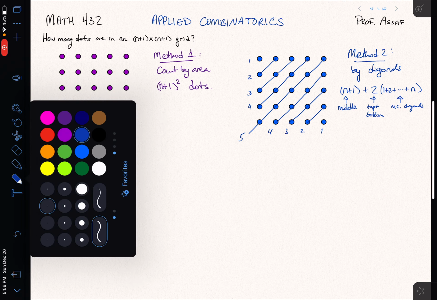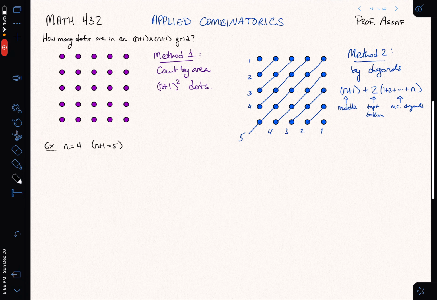So what does that give us? When we put it all together, we get a nice identity, which is that n plus 1 squared, the number of dots, is equal to the number of dots. No matter how you count it, the number of dots is the same. So we get this identity.